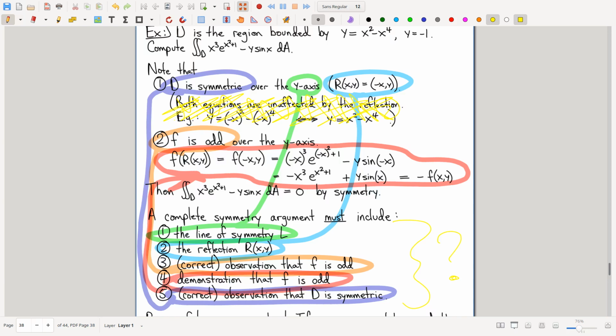15 seconds left. I don't have time to work this out. Equals 0 by symmetry. Handed it in. Most of the time it didn't work. A couple times it did. Right? So, cool. I got credit for something that I didn't deserve credit for.